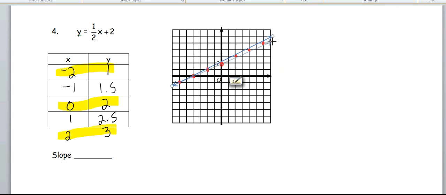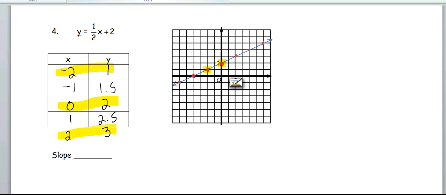It's not quite going through the points like I need it to. There we go. Much better. And then I'm going to pick 2 points. So let's see. Let me pick this point here and this point here.